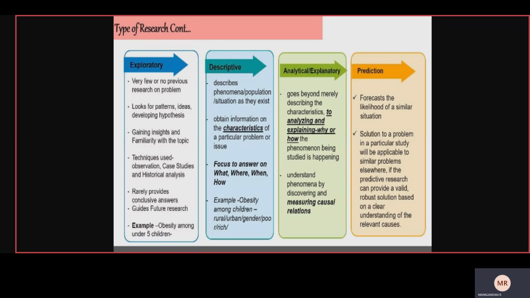The population situation as it exists. That is called descriptive research. It updates the information on the characteristics of a particular problem or issue. It can describe the issue. What are the issues there? What is the problem there?